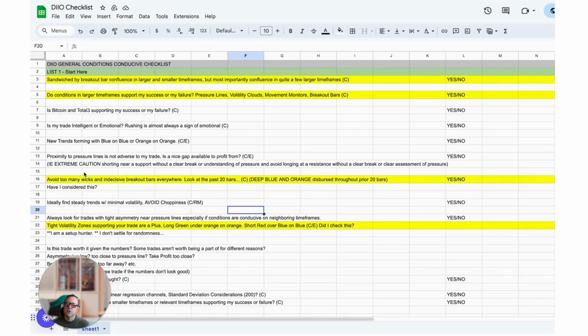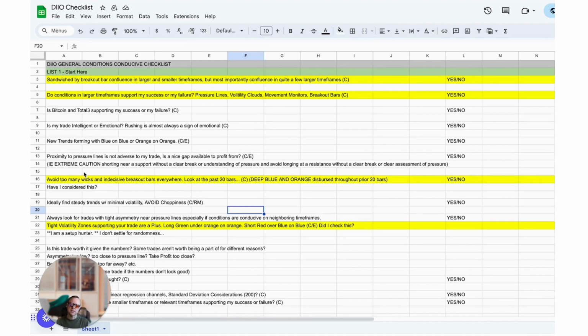New trends forming with blue on blue or orange over orange. So we kind of talked about that. We've seen what it looks like to have a trend shifting, changing, forming. We've kind of seen what it looks like with channels.